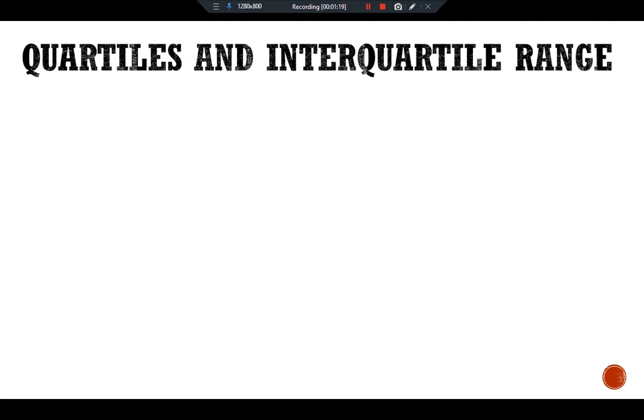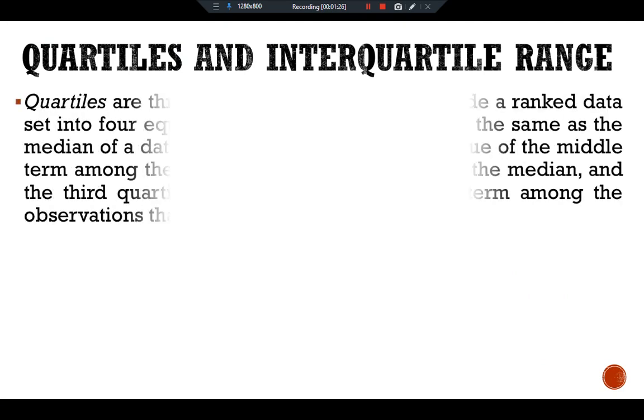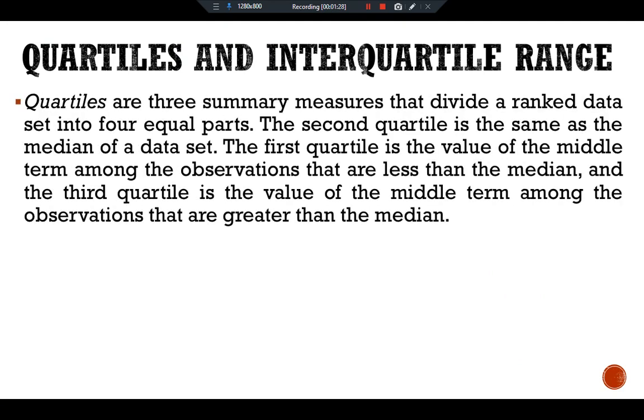For further understanding about the quartile and interquartile range, let me give you the definition of quartiles. Quartiles are 3 summary measures that divide a ranked data set into 4 equal parts. The second quartile is the same as the median of a data set. The first quartile is the value of the middle term among the observations that are less than the median, and the third quartile is the value of the middle term among the observations that are greater than the median.